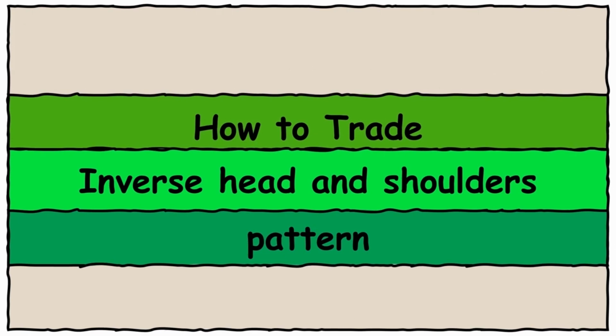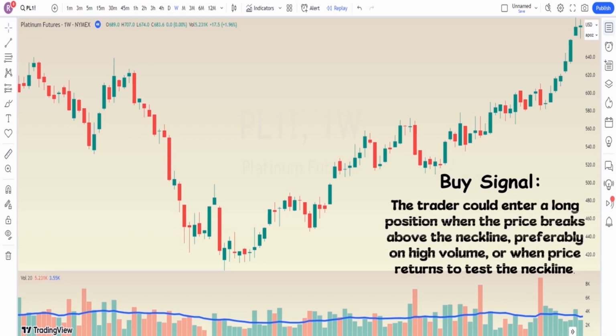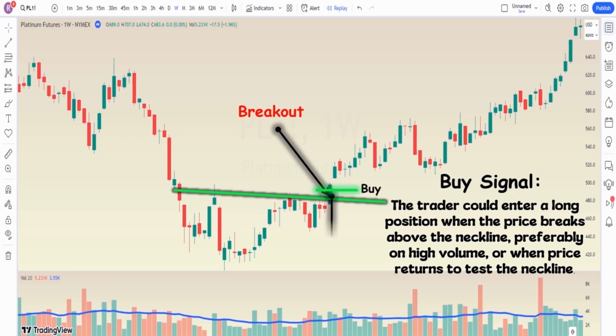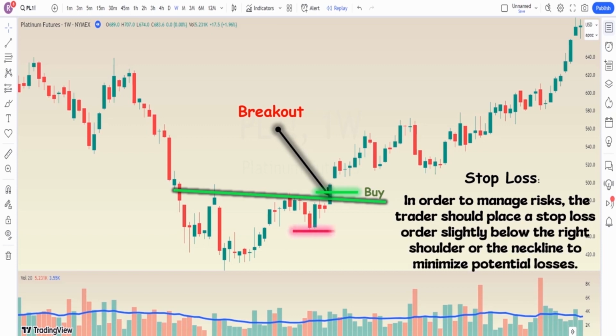How to trade the inverse head and shoulders pattern. By signal. The trader could enter a long position when the price breaks above the neckline, preferably on high volume, or when price returns to test the neckline. Stop loss. In order to manage risks, the trader should place a stop-loss order slightly below the right shoulder or the neckline to minimize potential losses.